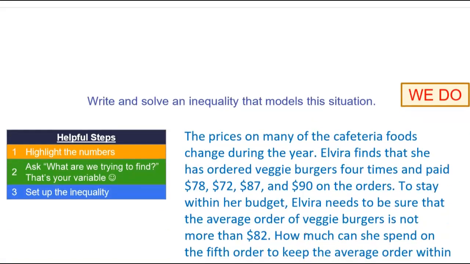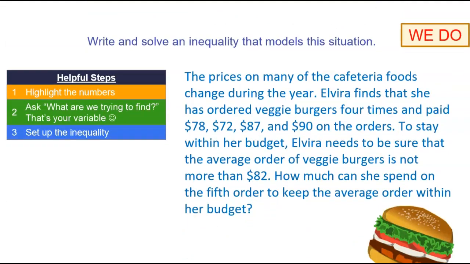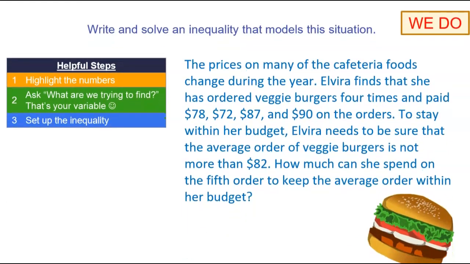Let's look at another story. So we're going to set this up as an inequality and solve it. The prices on many of the cafeteria foods change during the year. Elvira finds that she has ordered veggie burgers 4 times and paid $78, $72, $87, and $90 on the orders. To stay within her budget, Elvira needs to be sure that the average order of veggie burgers is not more than $82. How much can she spend on the 5th order to keep the average order within her budget?